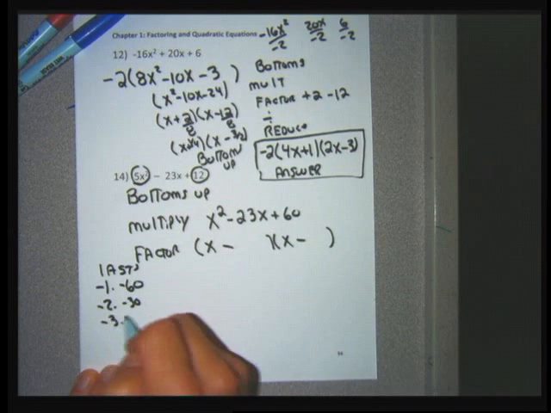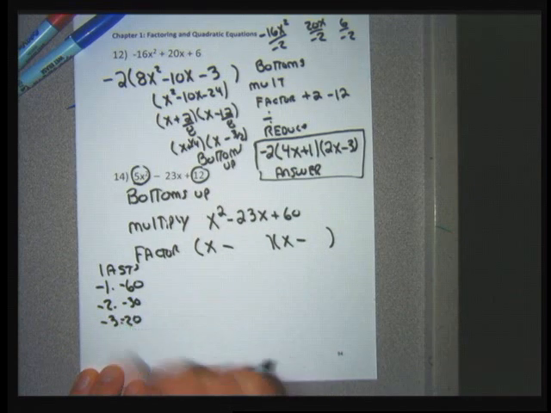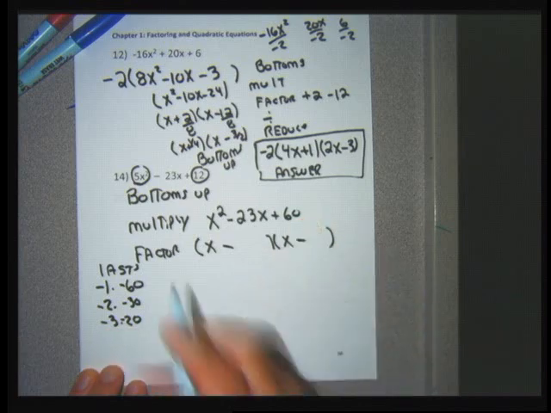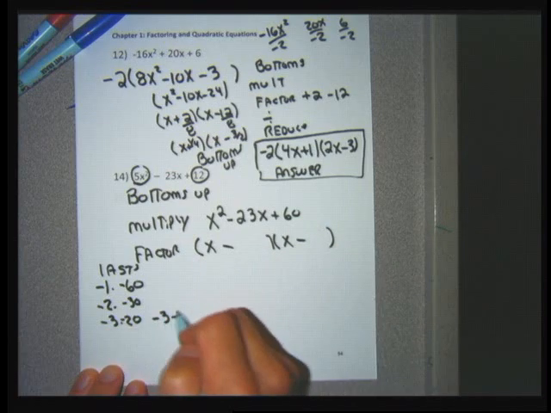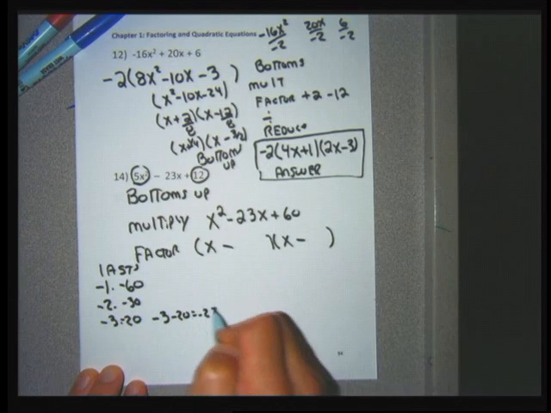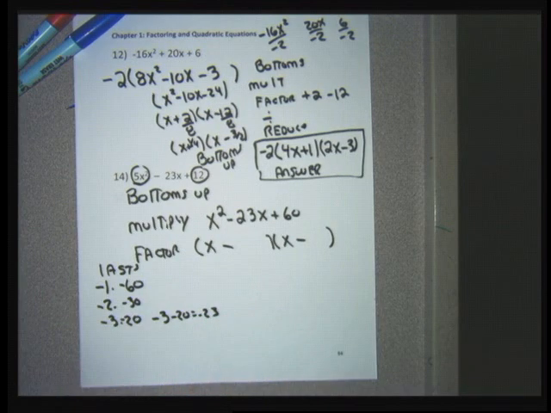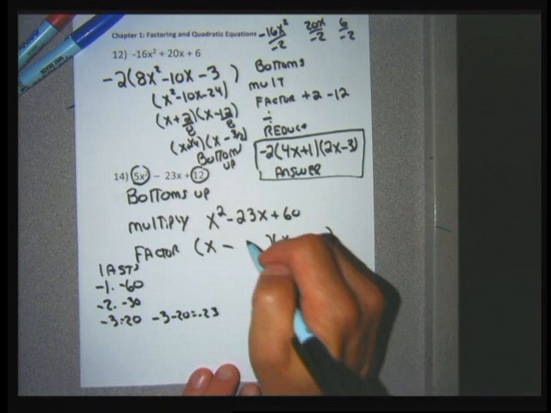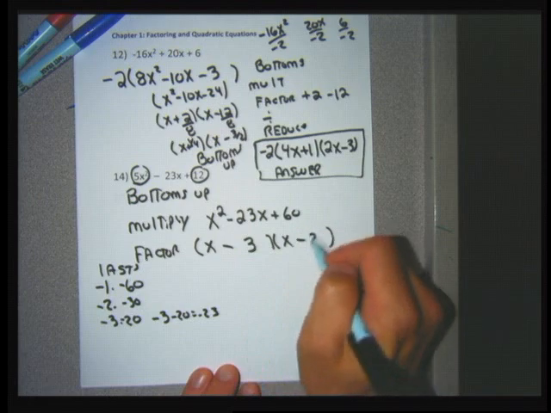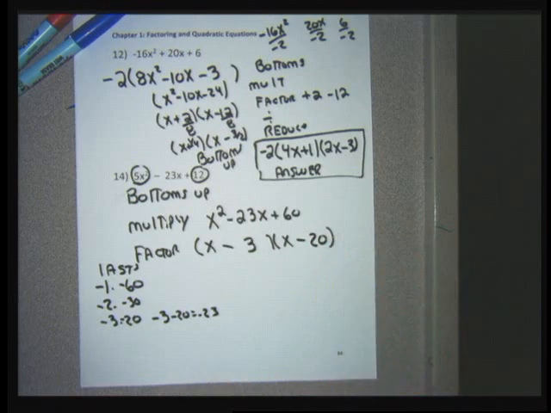Minus 3 times minus 20 is 60, and minus 3 minus 20 is minus 23. So that's the pair that I need. It doesn't matter which I put in the first parentheses or which I put in the second parentheses, but one parentheses needs a -3, the other needs a -20. So I've got the hard part of bottoms up done.